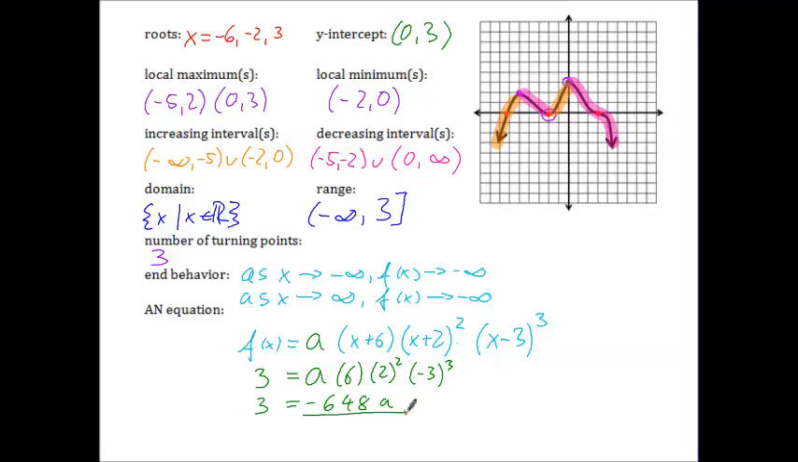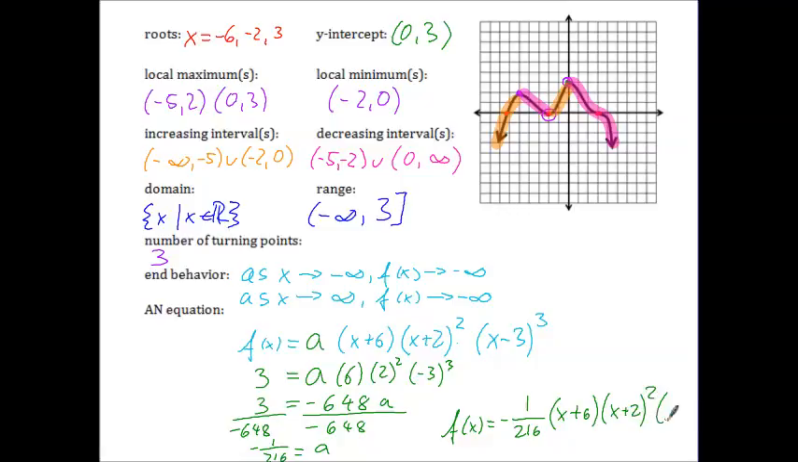Dividing by negative 648, we get negative 1 over 216 is equal to a, and we can now go ahead and write our function. f of x is equal to negative 1 over 216 times x plus 6 times x plus 2 squared times x minus 3 cubed.